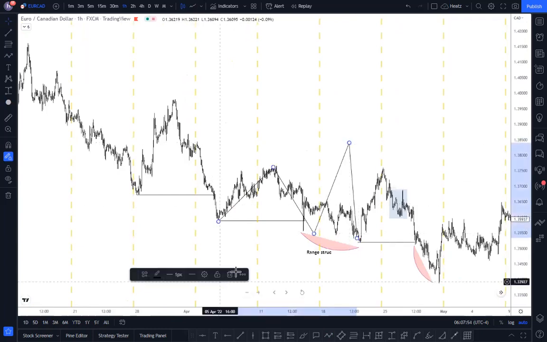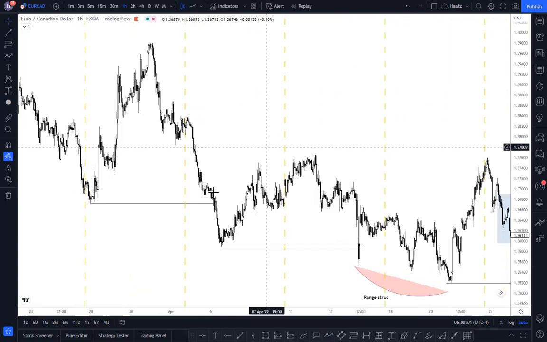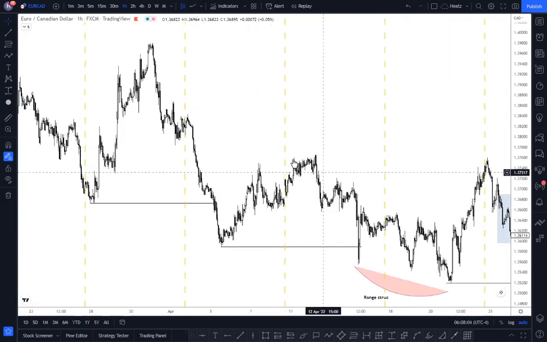All right. So I believe everybody understands the concept of market structure, both the simple or normal market structure, as well as this advanced approach.